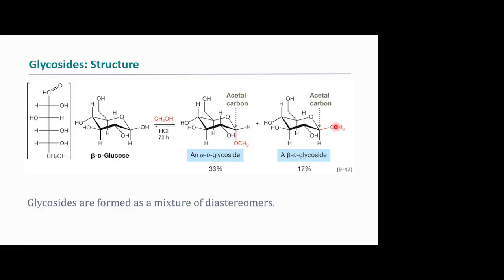This right here, see how it's on the same side of the ring? That's a beta. I usually find it easier because beta looks like it's lifting itself up. Alpha looks like it's down.